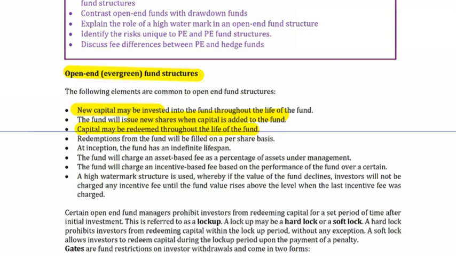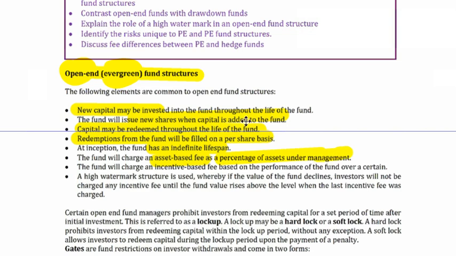Capital can be redeemed at any point in time during the life of the fund. Redemptions are done on a per share basis. When the fund starts initially at inception, the fund has what we call an indefinite lifespan, hence the term evergreen or open end. Just like most funds, the fund charges an asset-based fee, as a percentage of assets under management, in order to manage the funds.